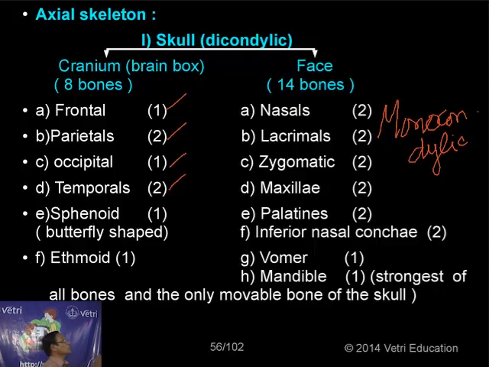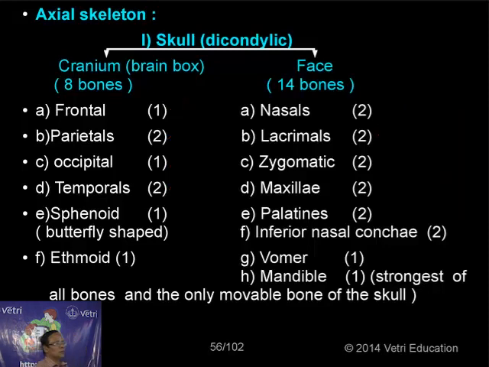Now what are the 14 bones? We have the nasal bones, a pair of bones in the nasal region. Then the lacrimals, present towards the inner corner of the eye, 2 in number. Then the zygomatic bones, which are the cheekbones, the elevated bones. Then the maxillae, formed of 2 bones, which are the upper jaw bones.